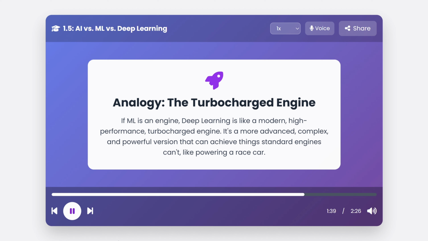To complete our analogy, if machine learning is the engine, then deep learning is like a modern, high-performance, turbocharged F1 engine. It's still an engine, but it's a far more complex, powerful, and specialized version. You wouldn't use it in every car, but for high-performance tasks like winning a race, it's the best tool for the job. Deep learning excels at tasks like understanding speech or powering self-driving cars.